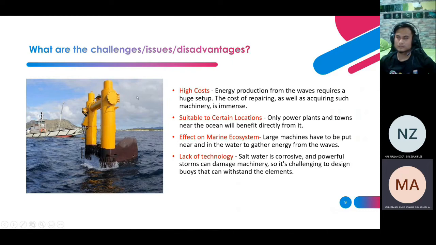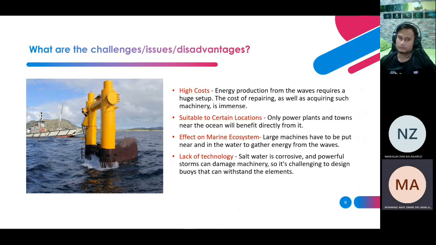Although wave energy is good on almost every side, one of its partial side effects is the enormous cost of production. Energy production from the waves requires a harsh setup. Also, the lifespan is short. And then the cost of repairing as well as acquiring such machinery is immense. Not just that, setting up a power mill to harness its energy will mean immense cost.